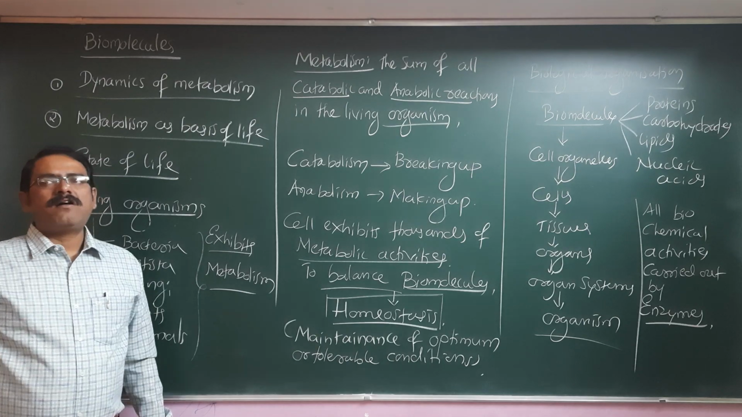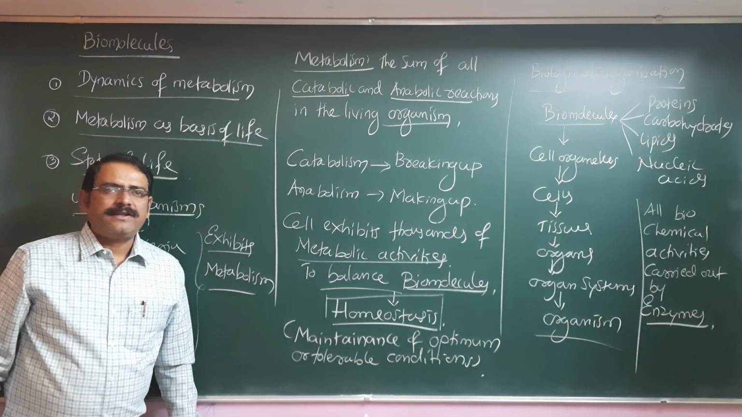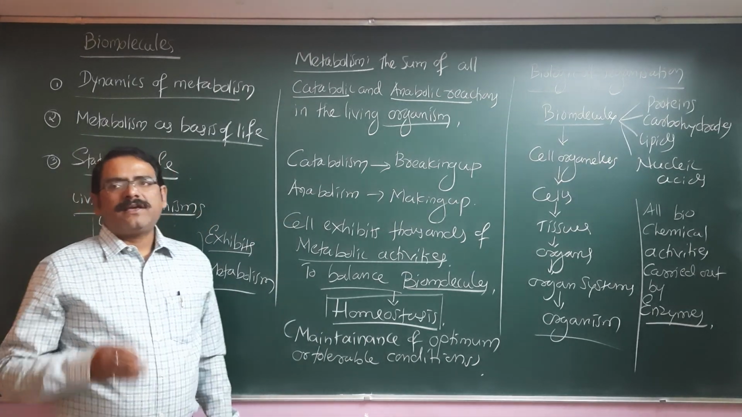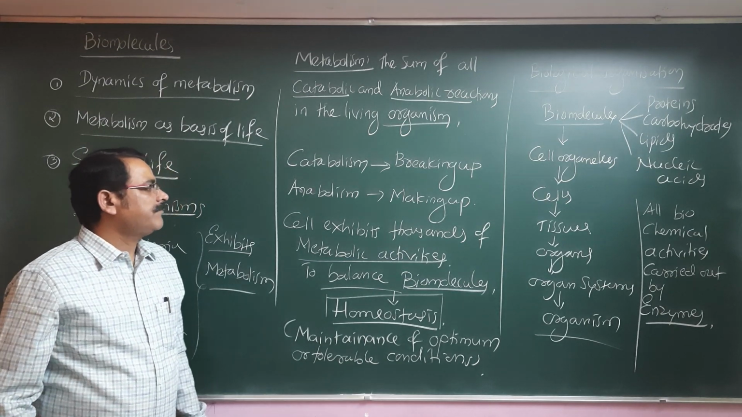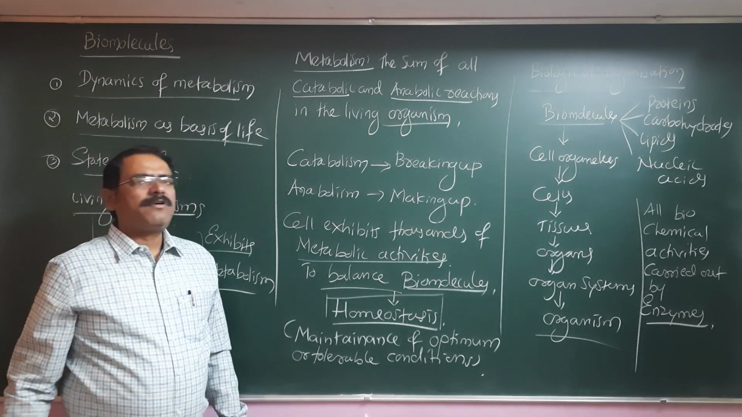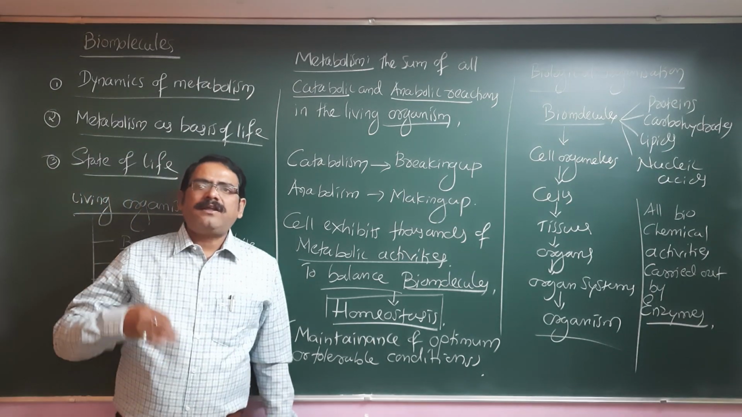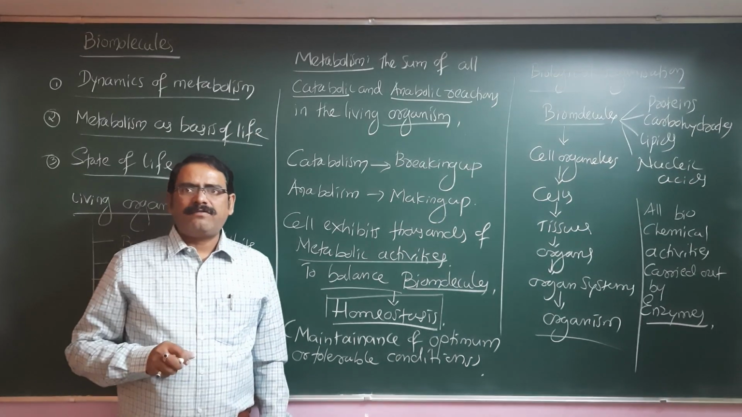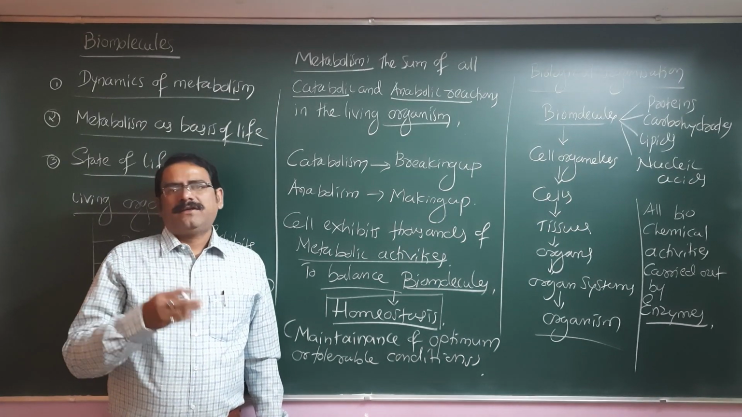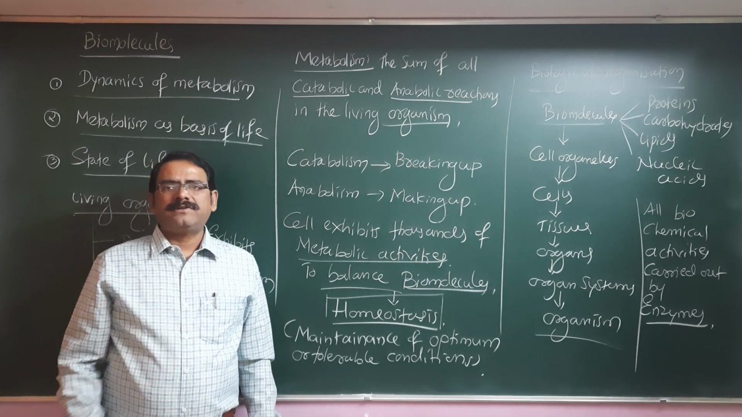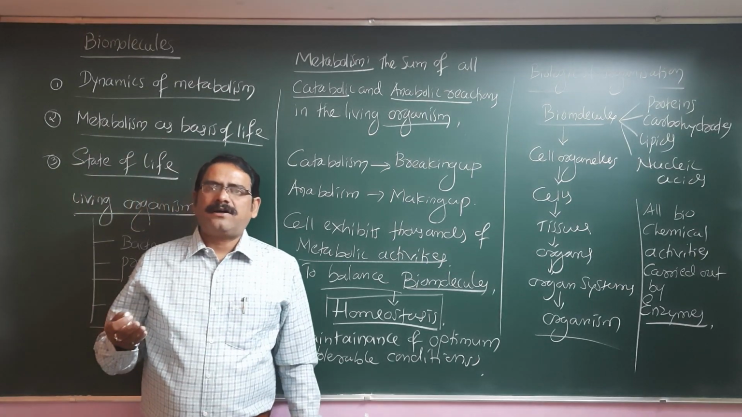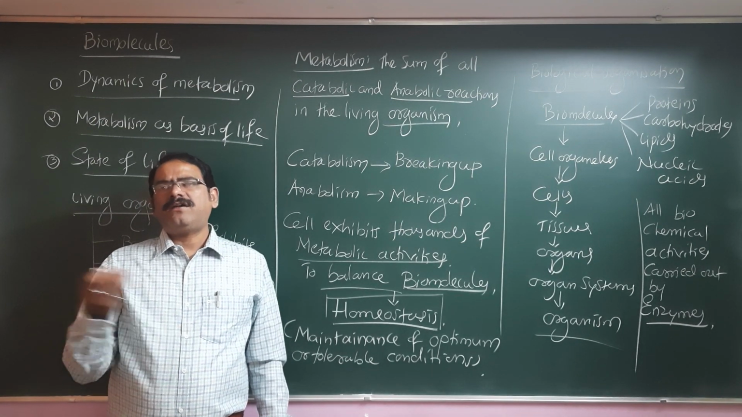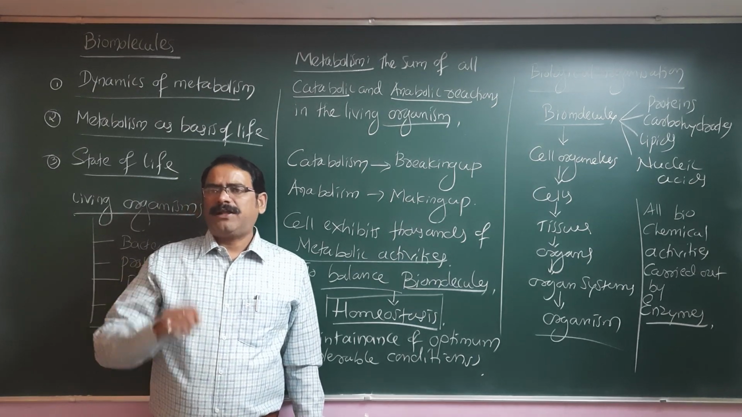Metabolism refers to the sum or total of catabolism as well as anabolism. Catabolism is a breaking up mechanism, and anabolism is a making up mechanism. We will discuss that in detail. The cell exhibits thousands of metabolic activities. It may be the Krebs cycle, the electron transport system, the ornithine cycle in the liver cells, or glycolysis. Many metabolic pathways or cyclic pathways will be there.